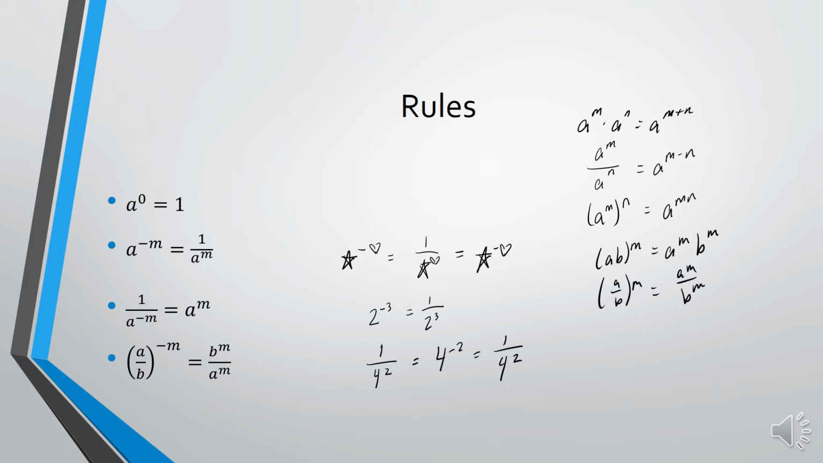And then lastly, a over b to the negative m. So this negative means flip it, and then we're going to distribute the m. So if I have a over b to the negative 1, that means flip the fraction and raise both of them to the power of 1. So a over b to the negative 1 is just b over a.